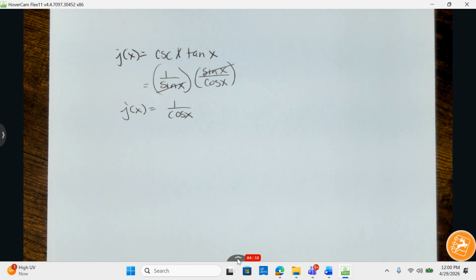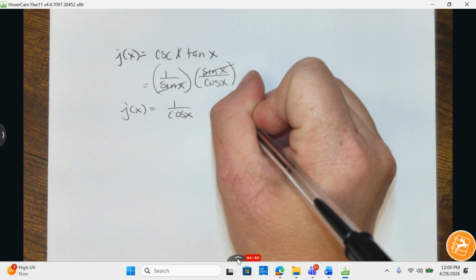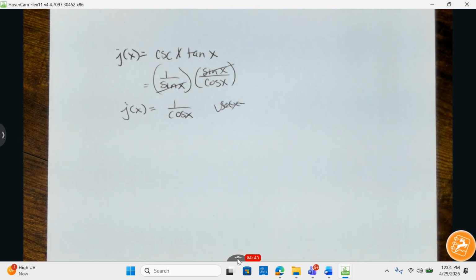A common mistake I've seen students make before is they're so programmed now to write this as secant. They are not asking you to write as a secant. They want you to rewrite it with only one cosine involved. Let's move on to the second part of B.